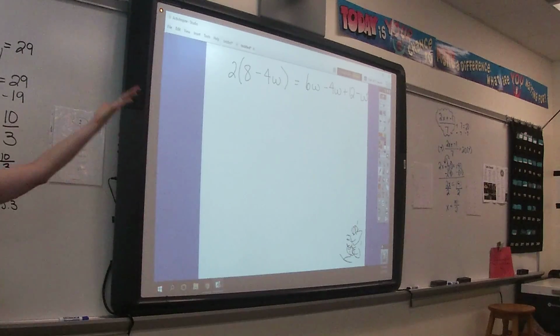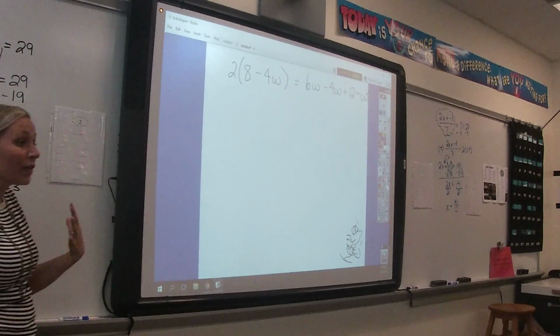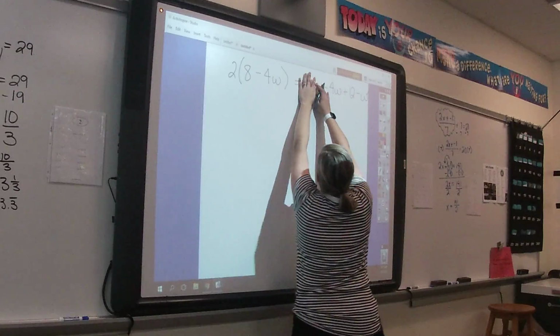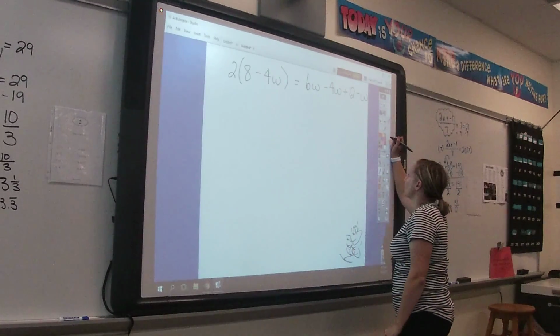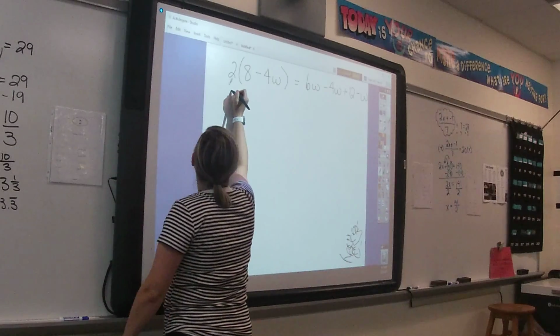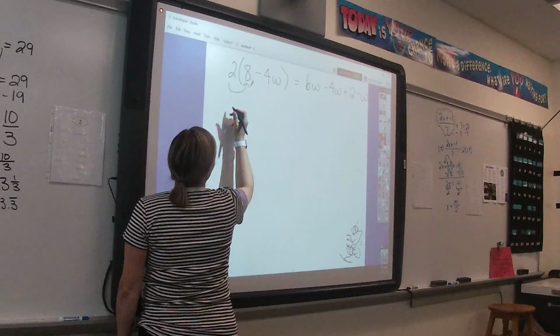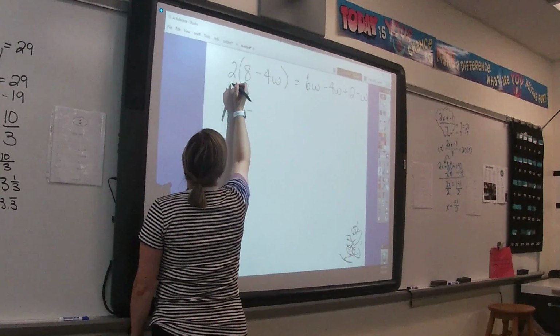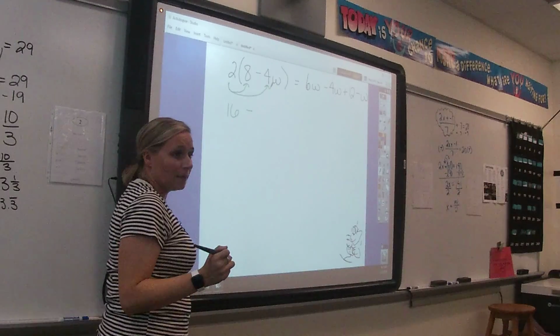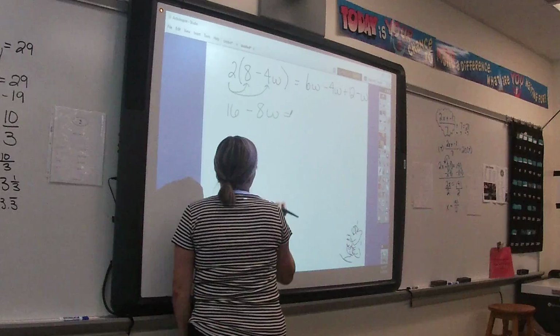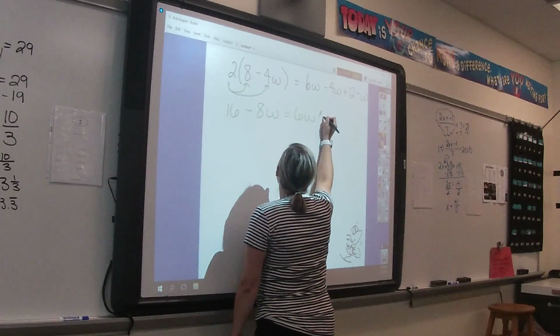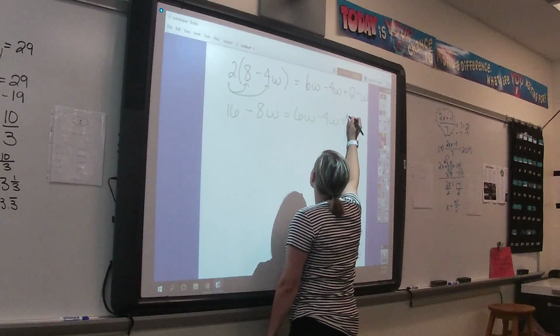The parentheses are on the left-hand side, so for the moment, we're going to ignore all this. This doesn't matter right now. We're just focusing here. So what is 2 times 8? 16. And what is 2 times a negative 4? Right, so minus 8w. Everything else comes straight down.